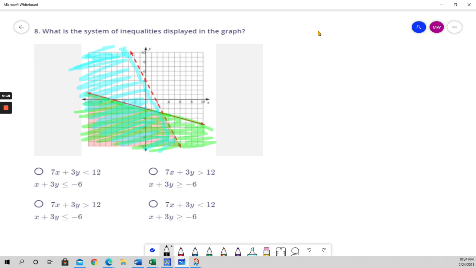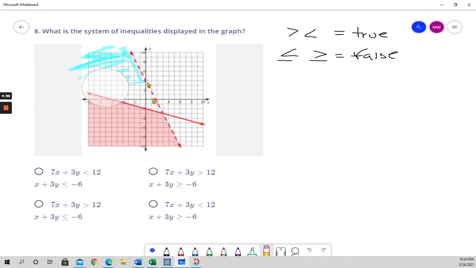So that means greater than, less than is true, and less than or equal to, greater than or equal to is false. Okay. And so now I'm going to figure out what the actual equations are of these lines. So first things first, this has a y-intercept of negative 2 and a slope of negative 1/3.